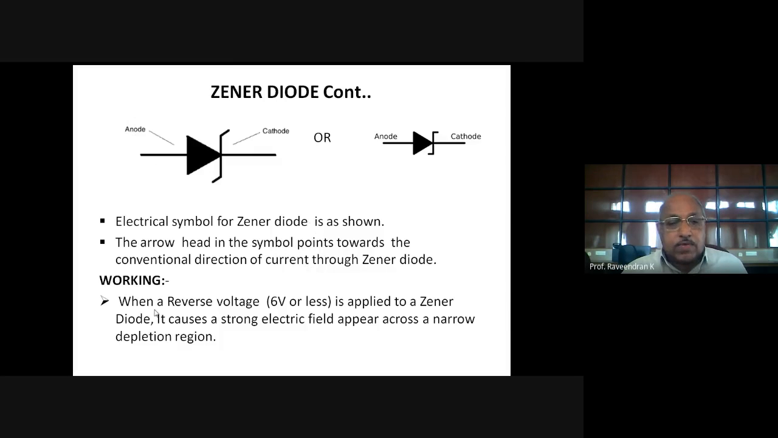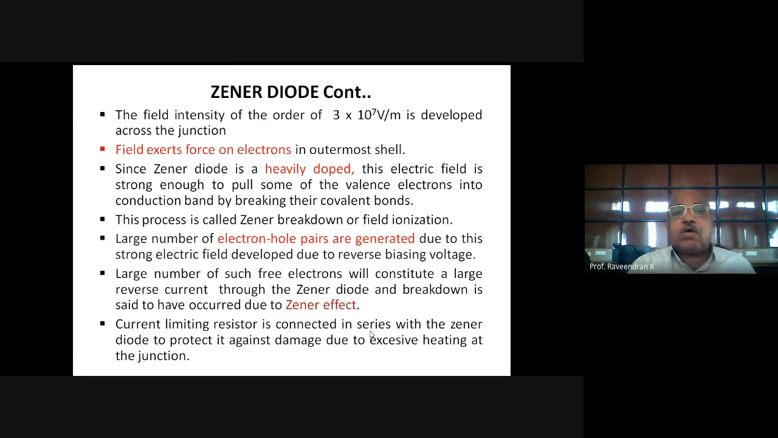Now, how does the Zener diode work? When a reverse voltage of 6 volt or less is applied to a Zener diode, a strong field appears across the narrow depletion region. I told you already, when the PN junction is reverse biased, a depletion region will be developed. In the case of a Zener diode, the depletion region is very narrow and it is a heavily doped PN junction. Then what happens? A field intensity of the order of 3 into 10 raised to 7 volt per centimeter is developed across the junction, and that exerts a force on the electrons in the outermost shell.